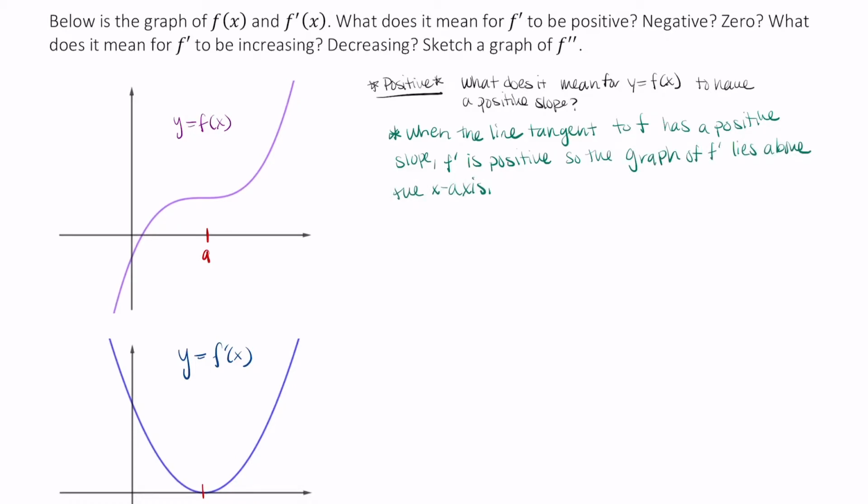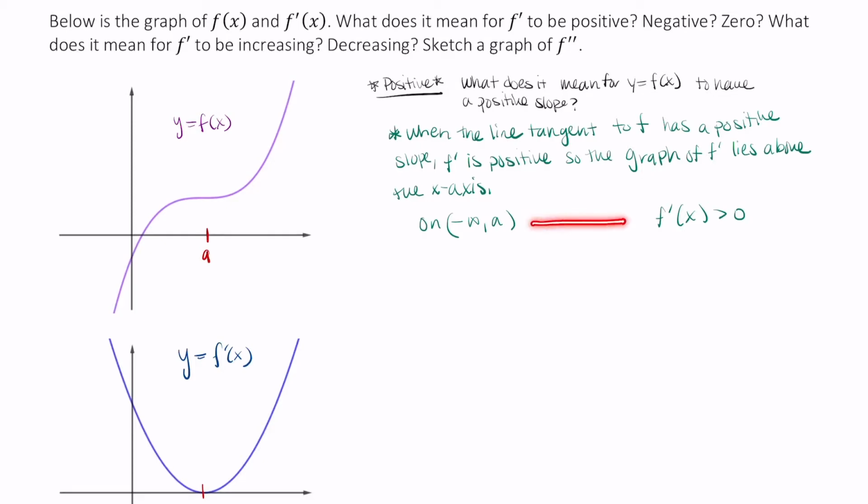And here in green, I've just reiterated what I've already said. When the line of the tangent to f has a positive slope, I know that the first derivative f prime is positive, so the graph of f prime lies above the x-axis. From both of these pictures, in fact, I can tell that starting over here around negative infinity, so we're coming in from the left, all the way to A, we can tell that on negative infinity to A, f prime of x is greater than 0.